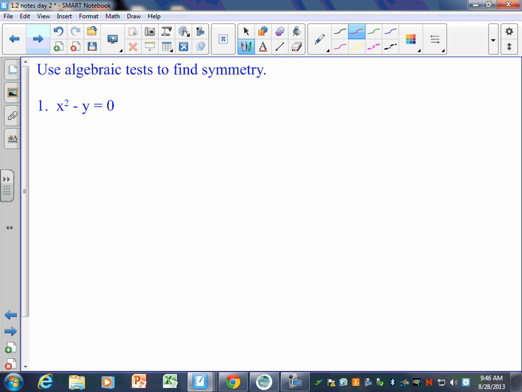All right, so use algebraic tests to find symmetry. If you wanted to, you could graph this to find symmetry, but I don't know about you, most of the time I'd rather do algebra than graphing. To test for symmetry, we're just going to test each one of those rules. Test to see if the negative x, y, or the x, negative y, or negative x, negative y. So I like to write it out very nicely.